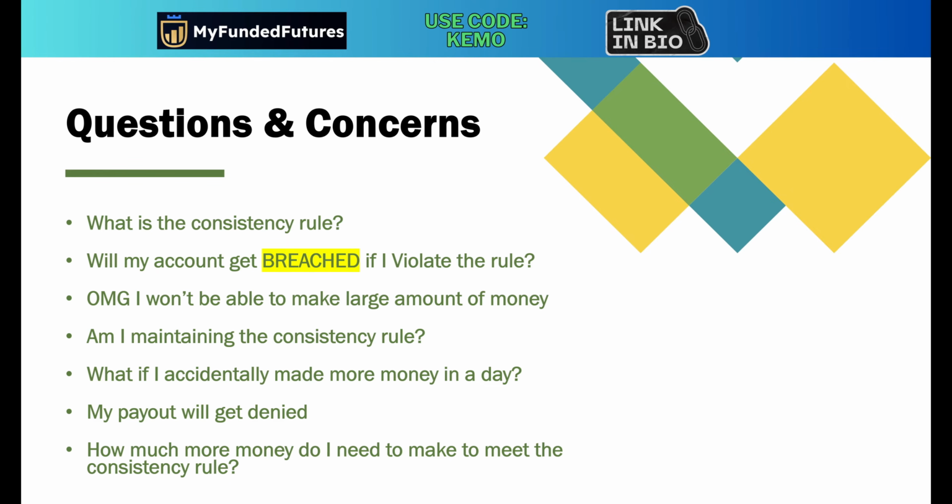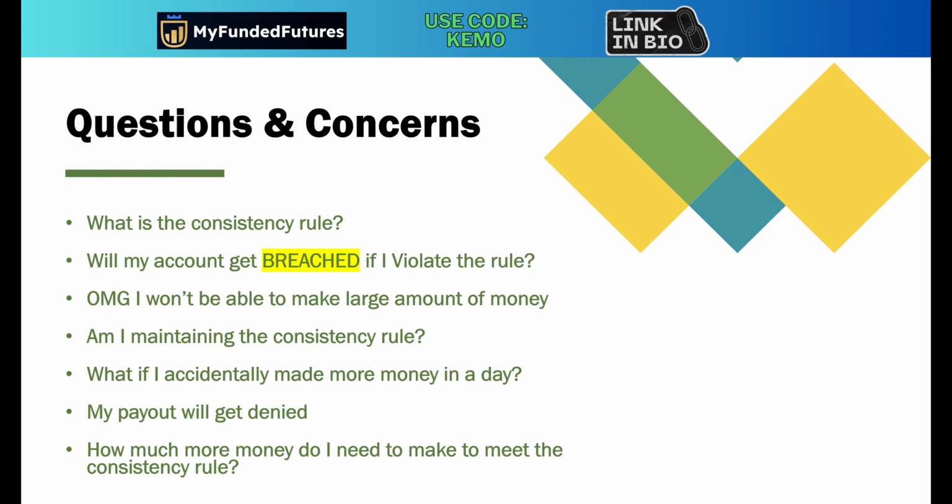Another question is, will the account get breached if you violate the rule? Absolutely not. You'll still have all the control of the account. All they will ask you to do is make more profit, so that the one day that you made a lot of profit can get balanced out and averaged down, so it can be less than 40%, and I'll show you all of that in the calculator.